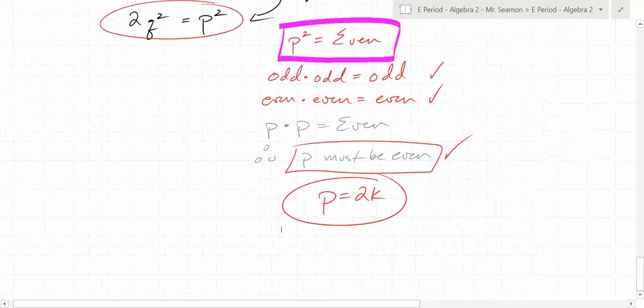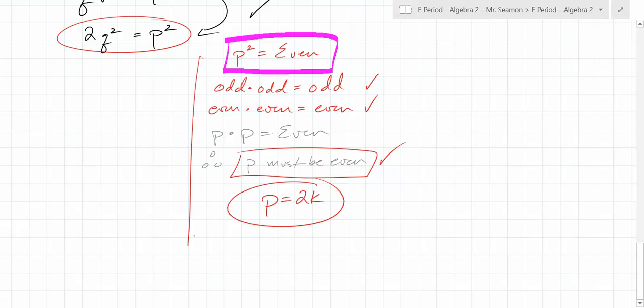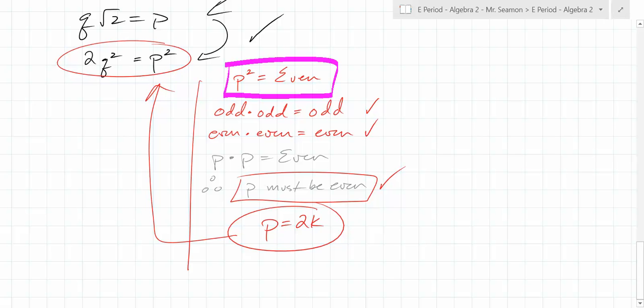So what we're going to do is go back to the story here. This was like a side note. We're going to take this and plug it in here. So we now know that 2q squared is equal to 2k squared, where k is just some integer, okay? We're just following a story here. What's 2k times 2k?